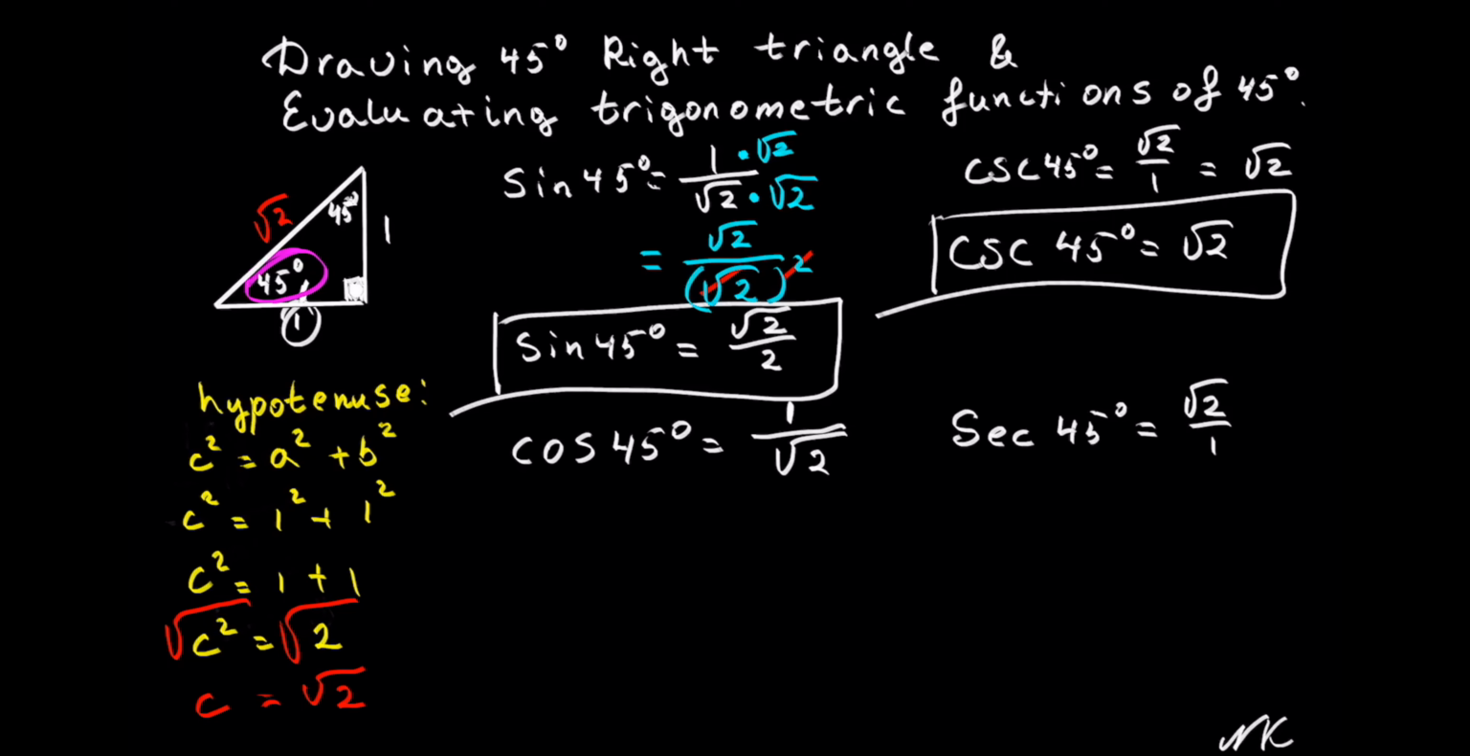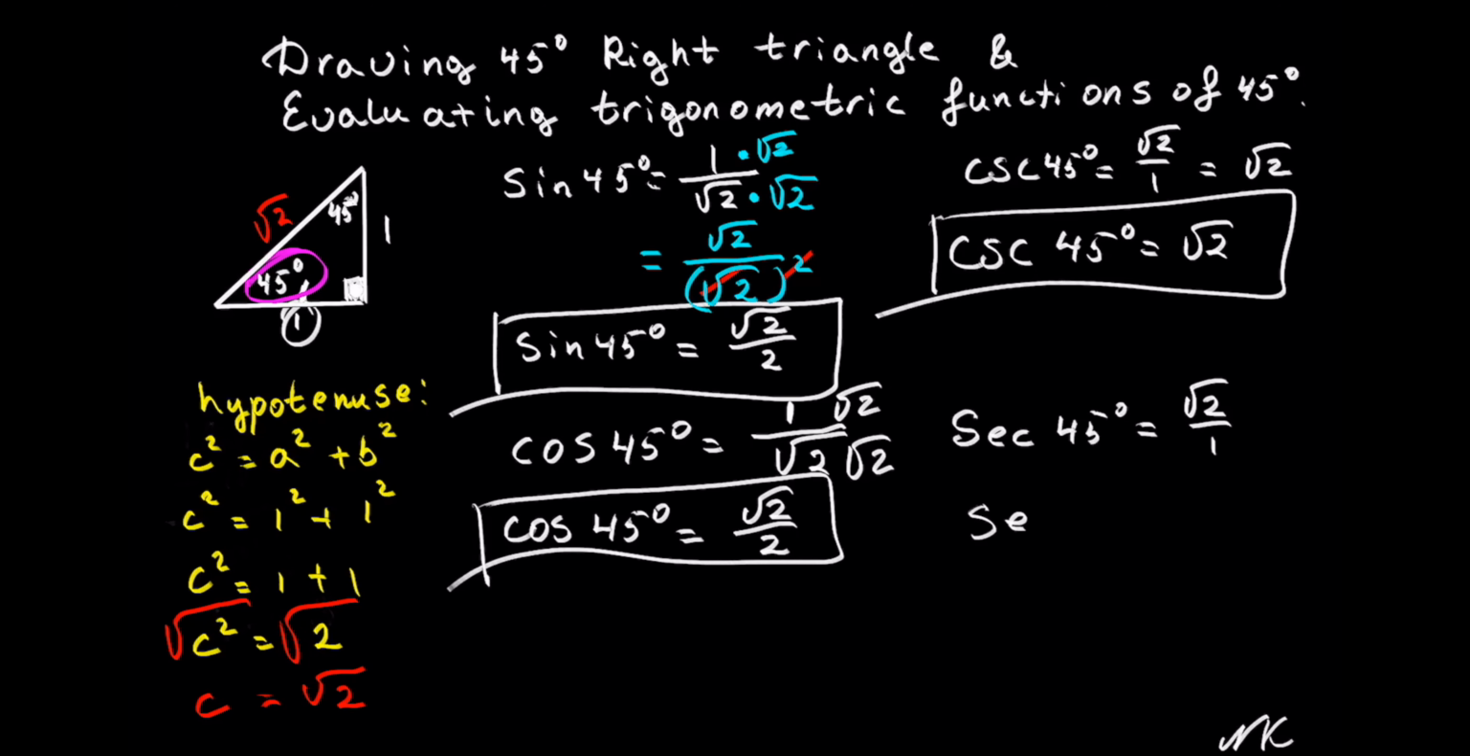We still need to rationalize cosine of 45 degrees by multiplying numerator and denominator by square root of 2, which will simplify cosine of 45 degrees to radical 2 out of 2. So this is our cosine. Secant of 45 degrees is square root of 2 out of 1, which is also radical 2. Secant is congruent to cosecant.